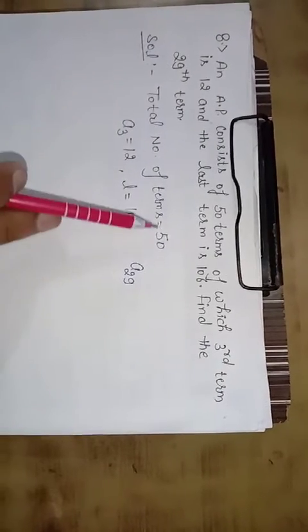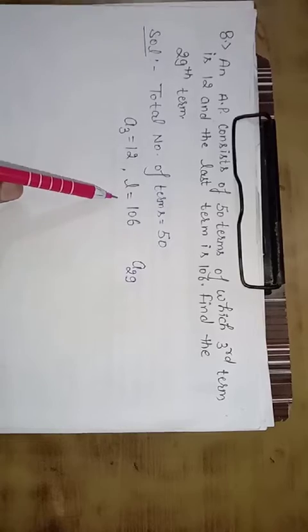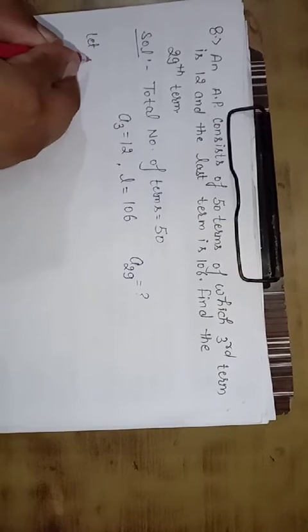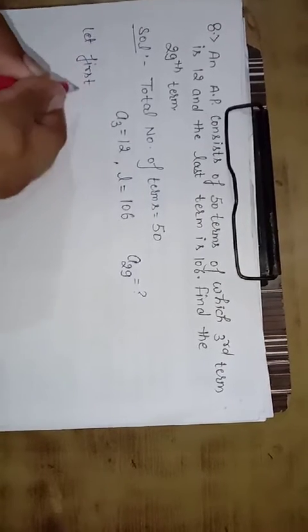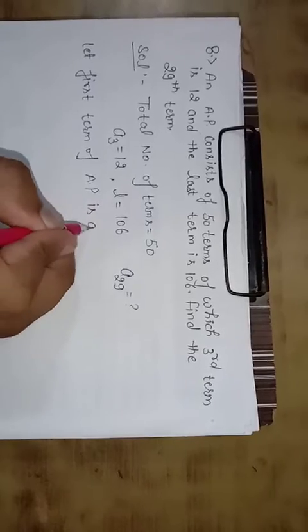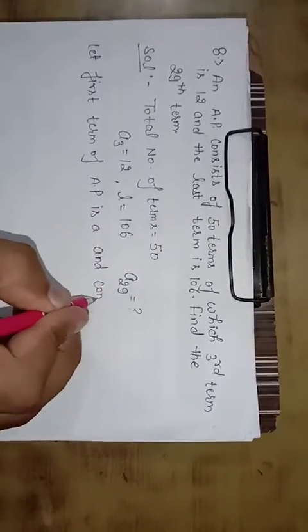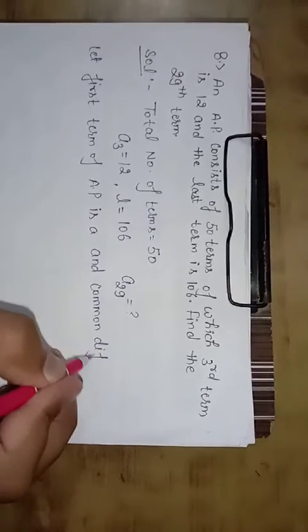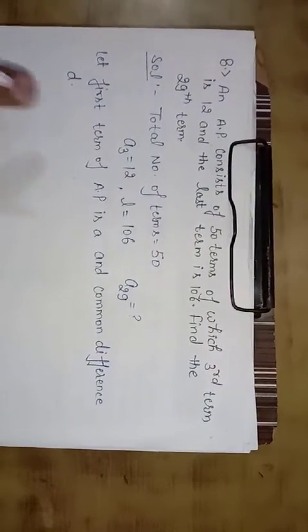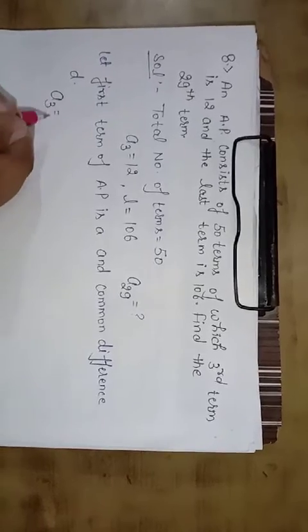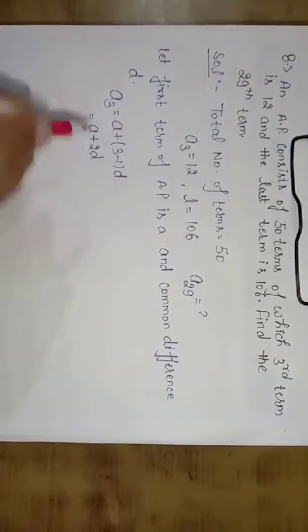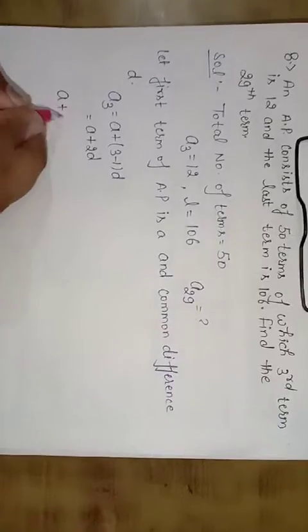Students, you are given the total number of terms, the third term, and the last term, and you have to find the 29th term. Students, suppose the first term of the AP is A and the common difference is D. Now we are given the third term, so A3 equals A plus 3 minus 1 into D, which is A plus 2D. The value of the third term is 12, so A plus 2D equals 12.